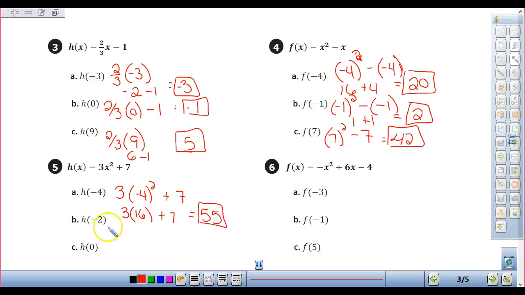Okay, then we've got the same thing. 3 times negative 2 squared. We've got to square it first. So negative 2 squared is 4, times 3 is 12, plus 7? 19. And then we have 3 times 0 squared plus 7. 0 squared? 0 times 3? 0 plus 7? 7. Woo.